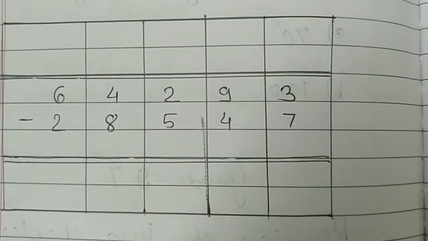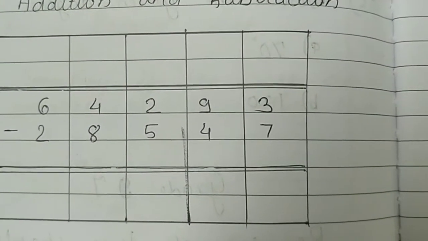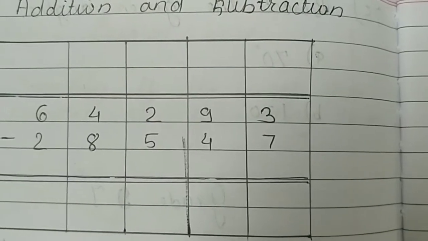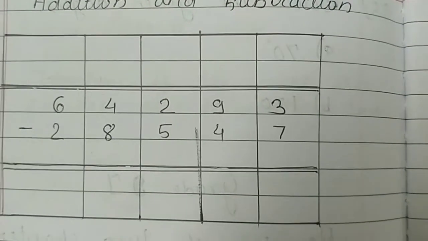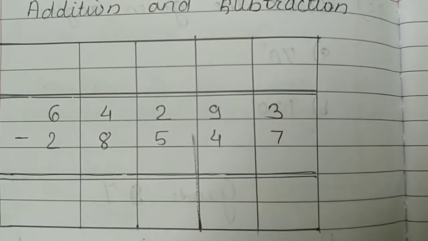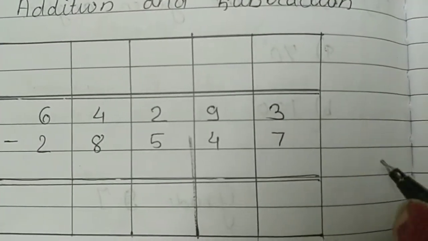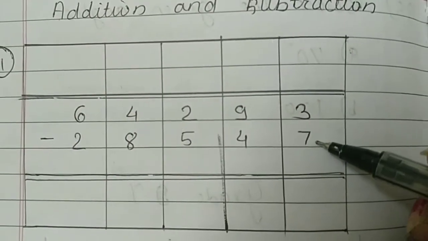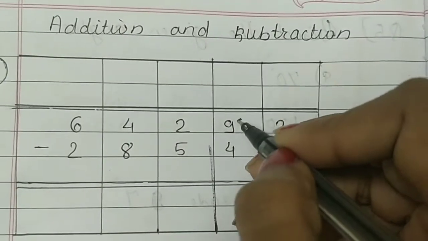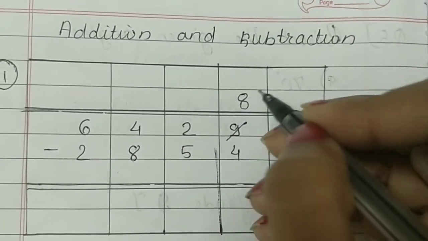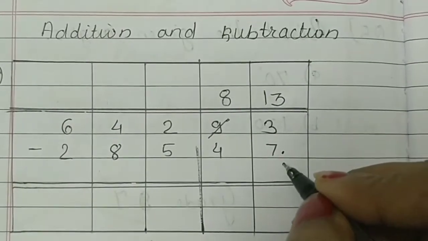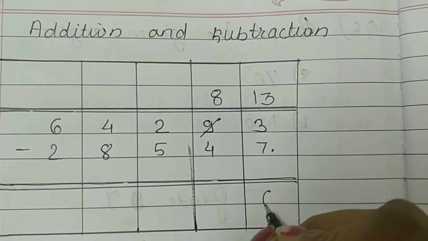So here I have one example. 64,293 minus 28,547. Now we are going to do this subtraction first as a revision and then we are going to move forward towards the 6-digit number. Okay, so let's do this. 3 minus 7 cannot be done. That's why we are going to borrow 1 from this 9, therefore we are going to write this as 8 and this becomes 13. So 13 minus 7 becomes 6.